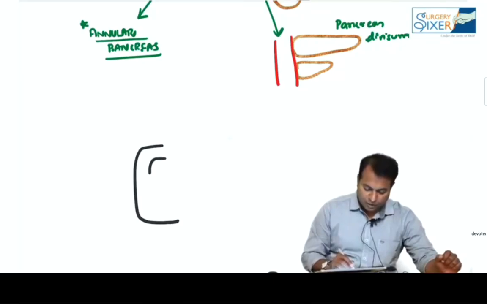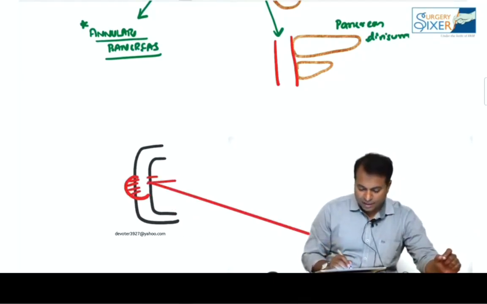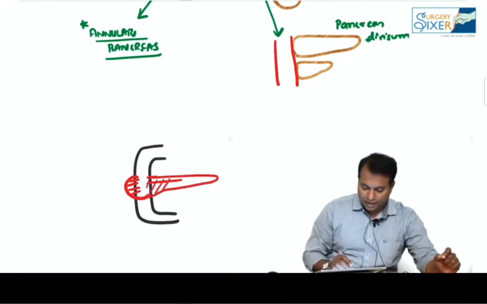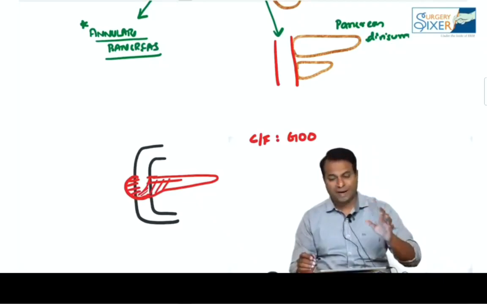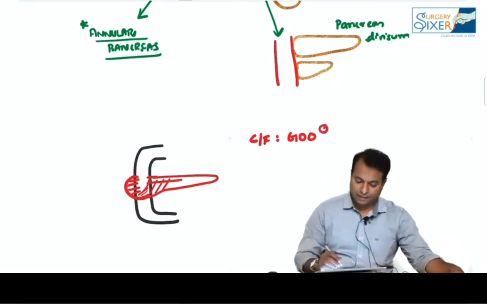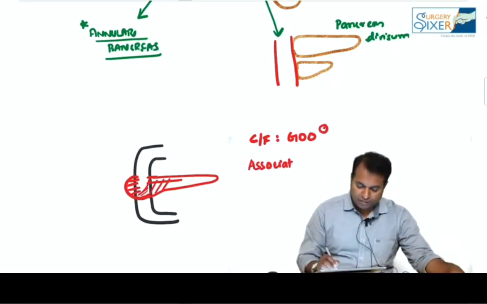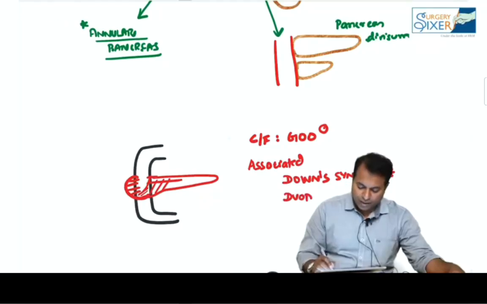For example, if this is the duodenum, in annular pancreas the ventral bud and dorsal bud are encircling the duodenum like a ring. They present with the clinical feature of gastric outlet obstruction. And this anomaly is also associated with Down syndrome. Please don't forget, it is associated with Down syndrome. Very important point.